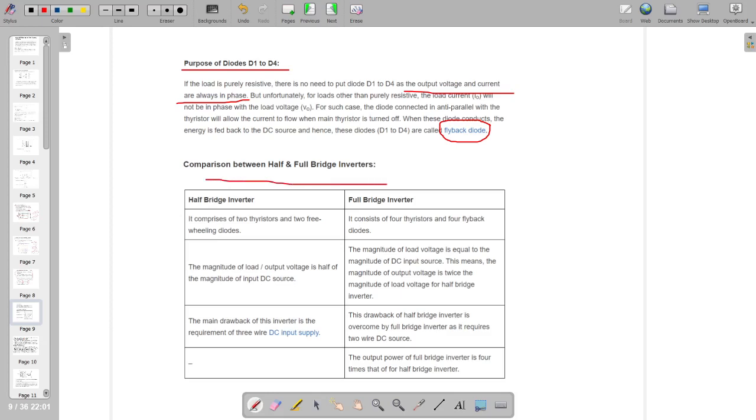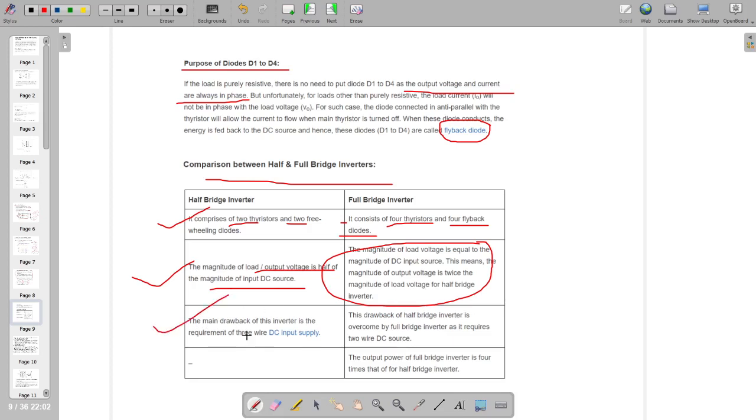Comparison between the half-bridge and full-bridge inverter. The half-bridge is composed of two thyristors and two diodes, whereas the full-bridge inverter consists of four thyristors and four diodes. The second difference is that the output voltage is half of the magnitude of the input DC source, whereas it is the full magnitude of the input for the full-bridge. So the full-bridge load voltage is twice that of the half-bridge inverter.